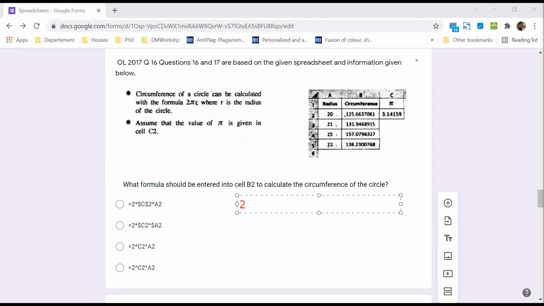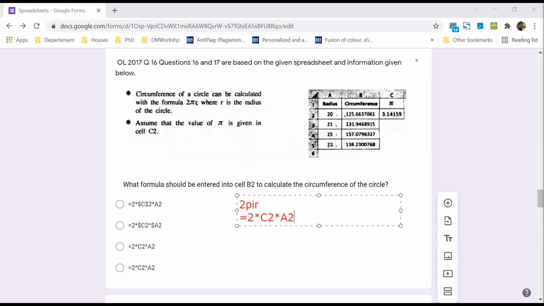2, let's see, pi, I will say pi r. So this is what I want to type. Now, the simplest way to type is 2 into where the pi is. Let me put C2 for the time being. This is not the correct answer. Radius in A2. But you know that if you copy down to the second line, what will happen? C2 becomes C3, and there's no value for C3. A2 becomes A3.